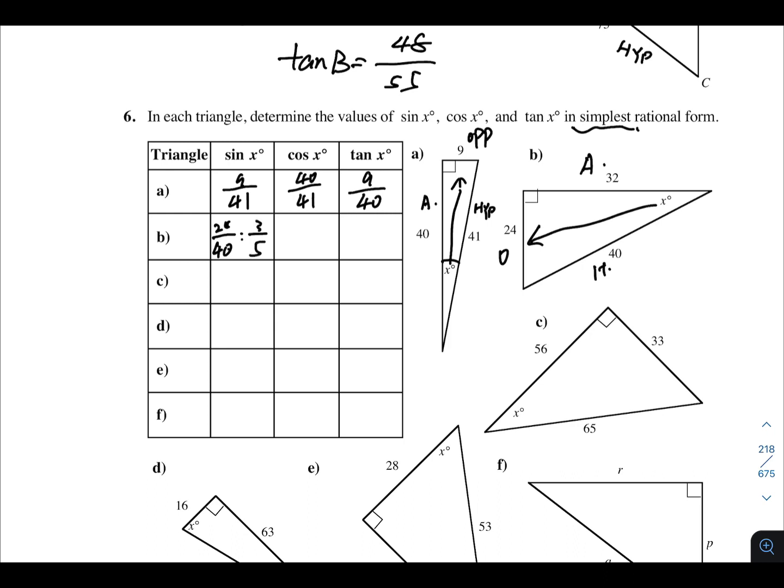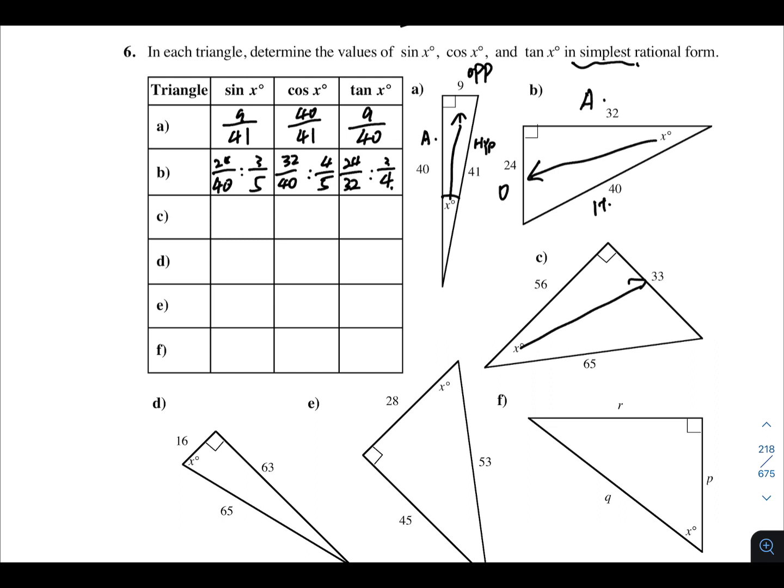And the next one, cosine is 32 divided by 40, and then we cancel 8, so it's 4 over 5. And the last one is opposite 24 over 32, and still we cancel 8, so this one is 3 over 4. And the C, the opposite, then the hypotenuse, and then the adjacent.